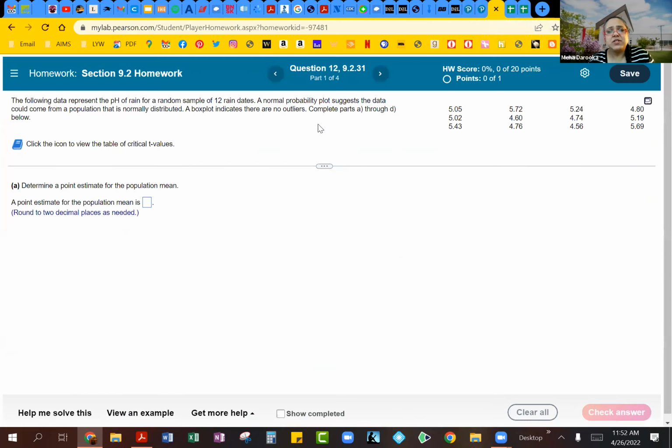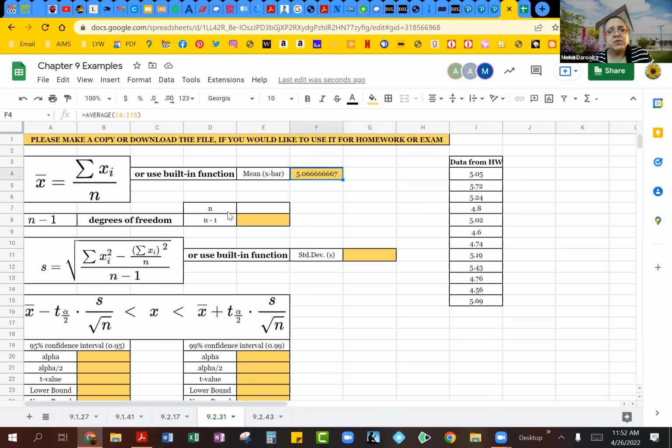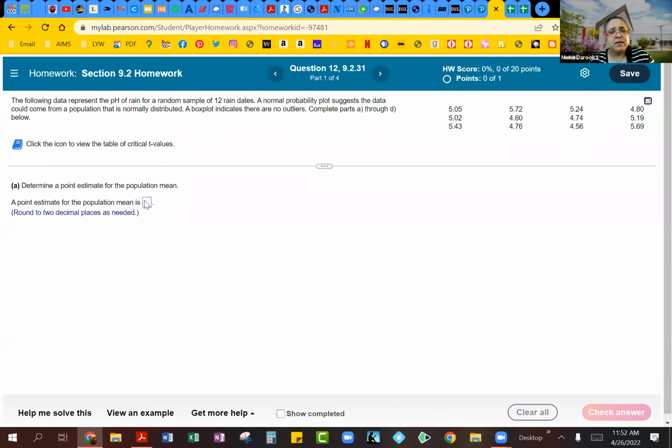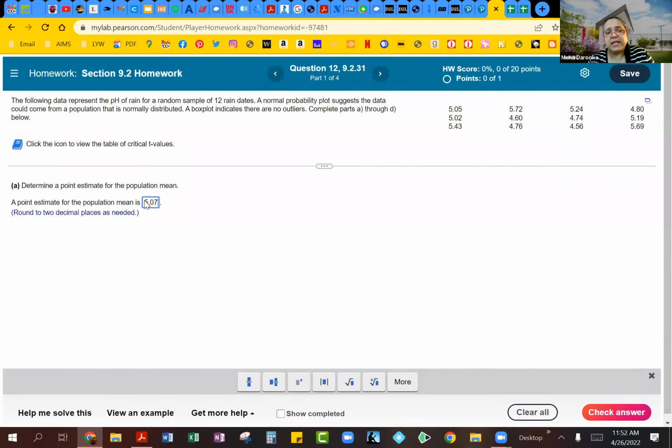And I think they said 2 decimal places to round it to. So this will, as you will see, become 5.07. So that's your point estimate.